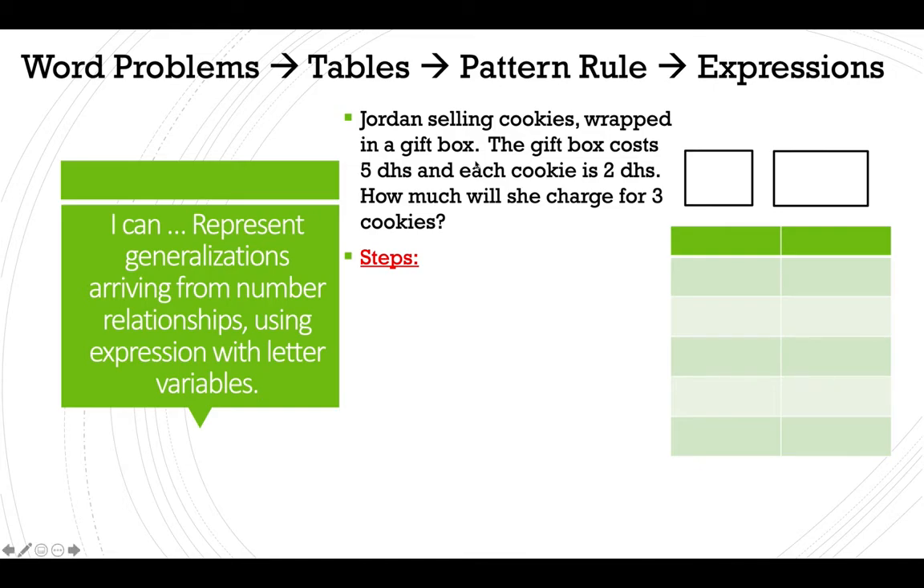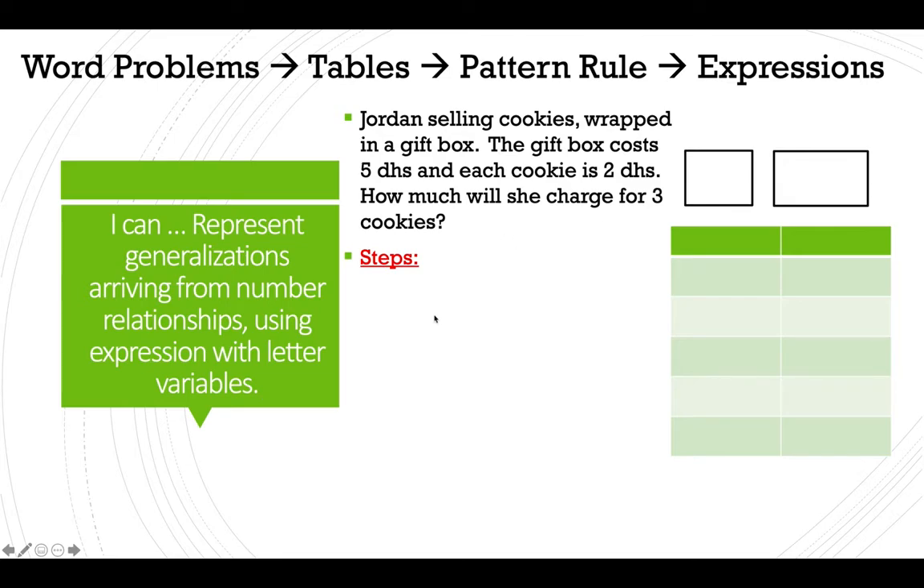Those look so cool. We're going to pretend that Jordan is selling cookies wrapped in a gift box. The gift box, maybe she bought this at Daiso or something, costs 5 dirhams. And then each cookie costs 2 dirhams. Maybe it costs more than that. I don't know. It's probably more expensive to make than that with all the ingredients Jordan used. We're going to say for this example, they cost 2 dirhams. We want to know how much she will charge for 3 cookies.